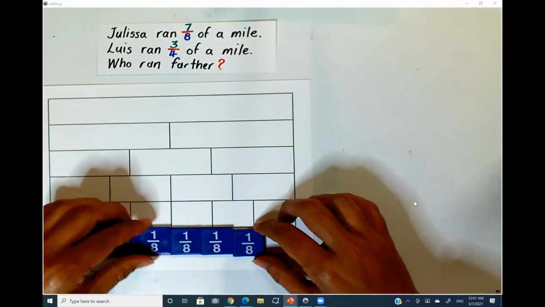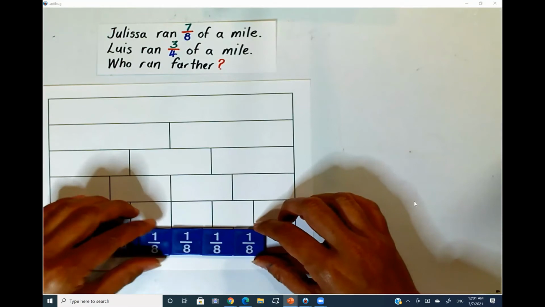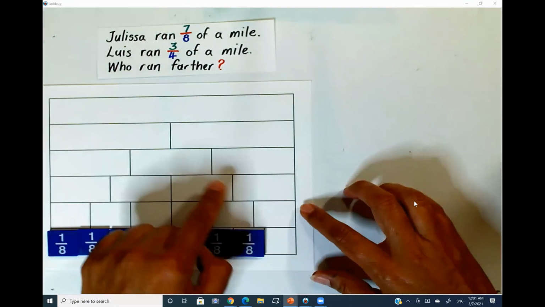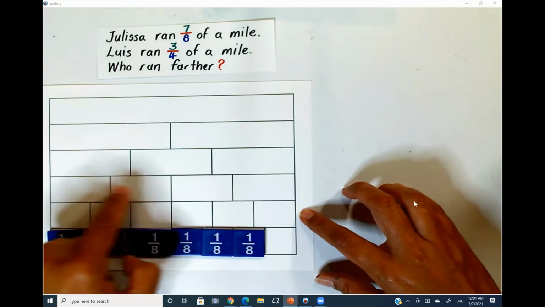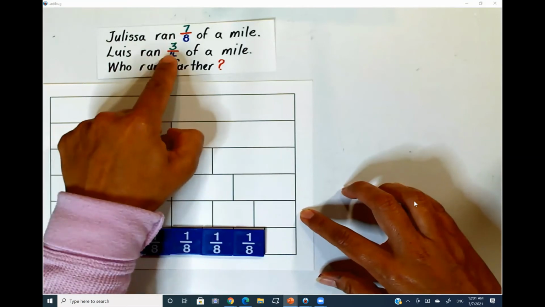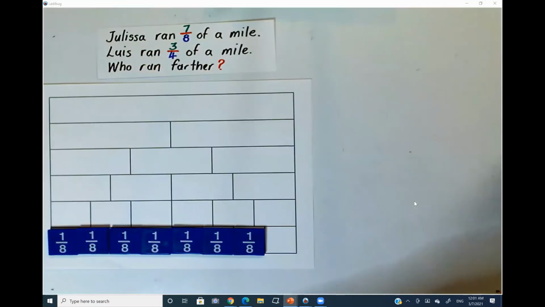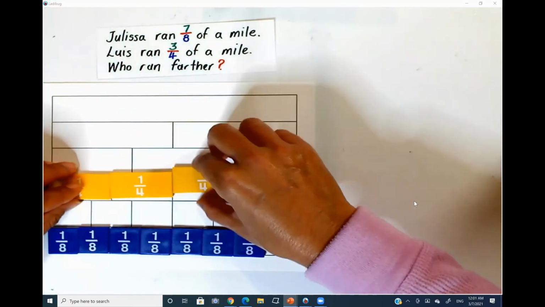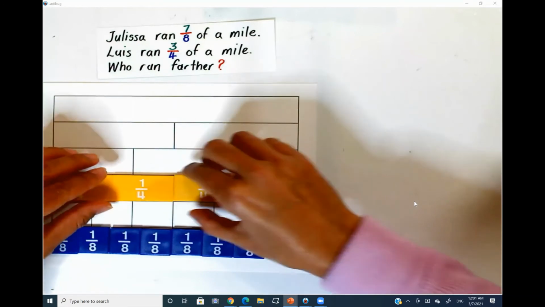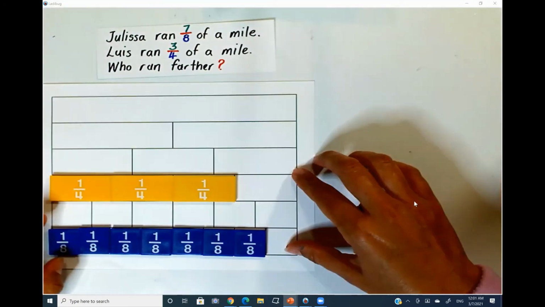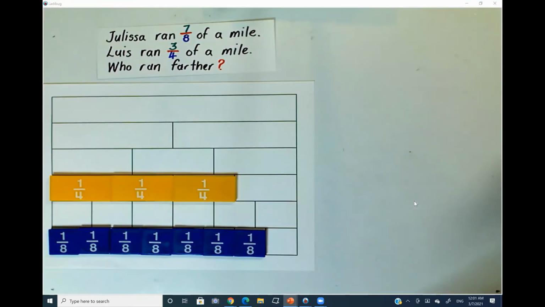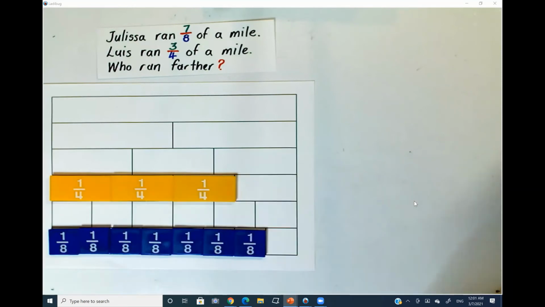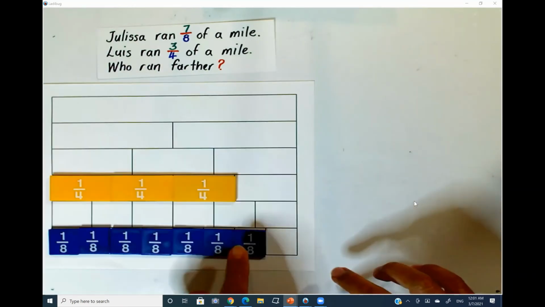Now I'm going to find the whole that has the denominator of 4. So if I look at my fraction wall, this is the one, 1, 2, 3, and 4. And the numerator tells me I have to shade 3 pieces. So I'm going to do it. 1/4, 2/4, and 3/4. Now once I shaded the pieces in the right place, I can compare who ran the farthest. I notice that 7/8 is longer than 3/4. Therefore, I can tell that Julissa ran farther than Luis.